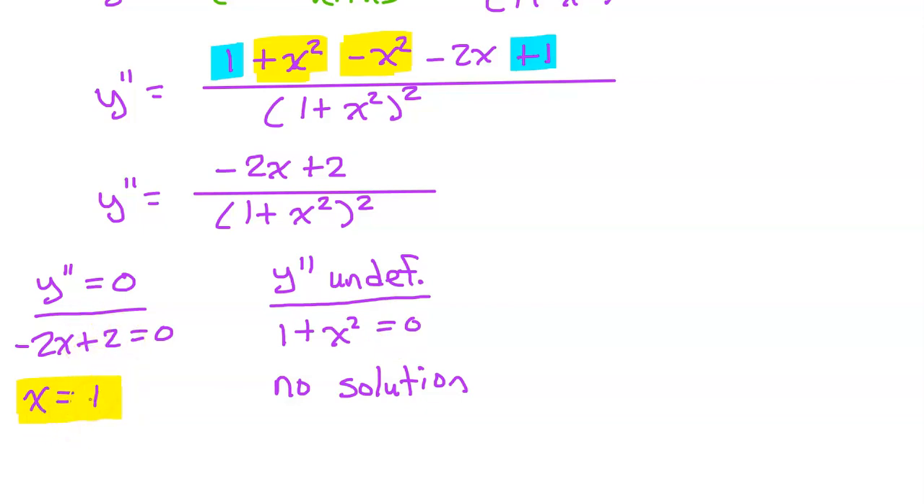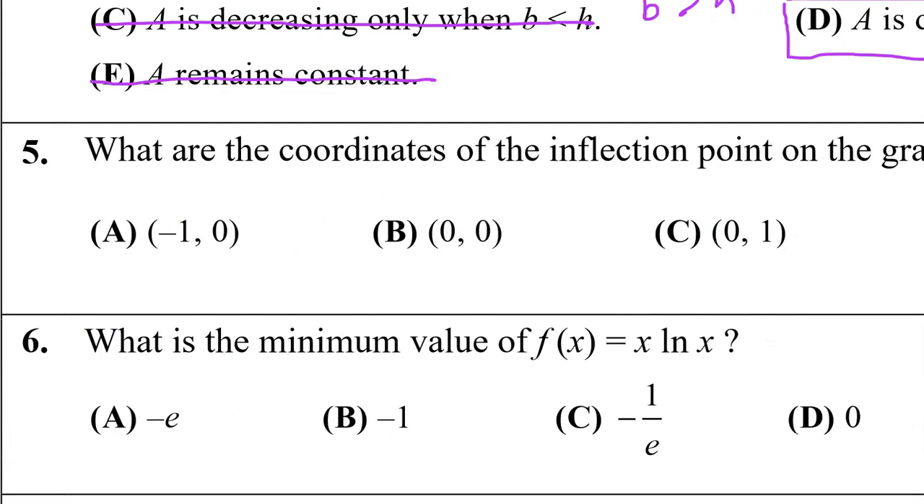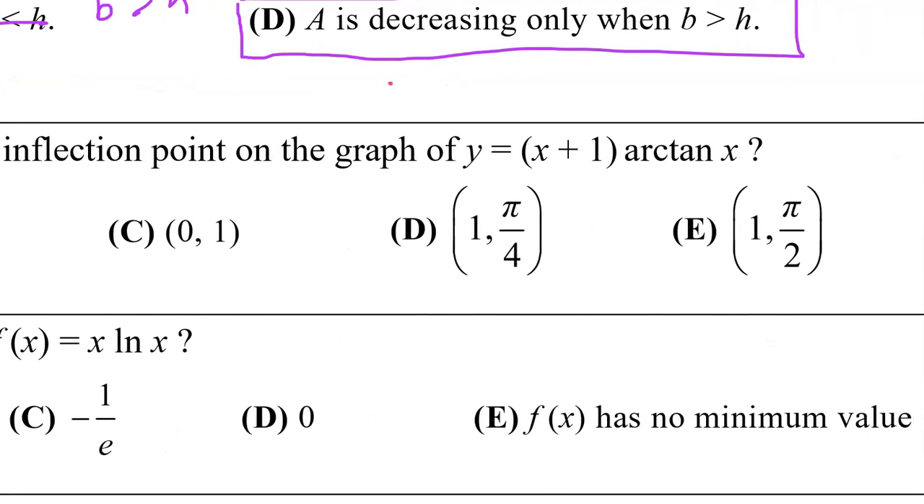Let's look back at our options. So I see a negative 1, 0, 0, and then the last two. We have 1 comma pi over 4 or 1 comma pi over 2. So the answer will either be D or E. Let's just find the y value. And we can find the y value by substituting 1 into the original equation.